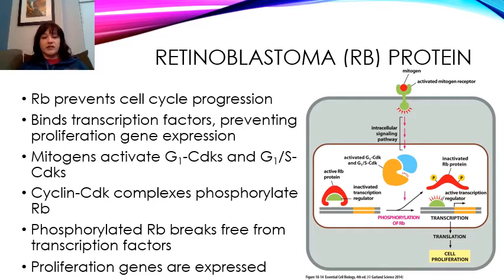So normally, when the cell's not receiving a signal and it's just hanging out in G1, RB is bound to transcription factors, keeping them inactive and preventing the expression of genes that help the cell progress through the cell cycle. When this mitogen signal is received, that causes RB to become phosphorylated, and in this case, phosphorylation causes a slight adjustment in the conformation of this protein, making it let go of the transcription factors. And then these transcription factors combine and activate expression of cell proliferation related genes.